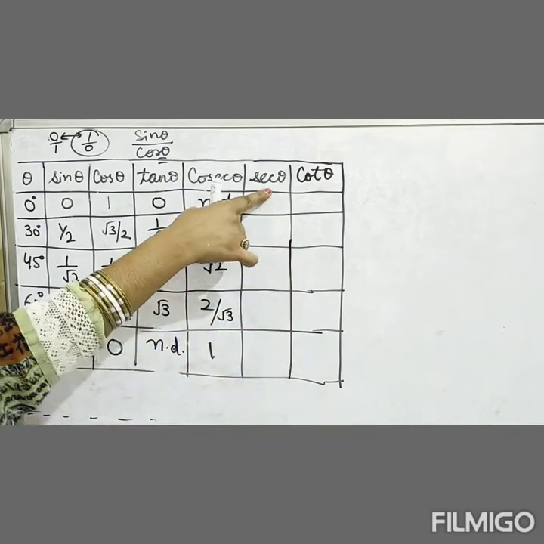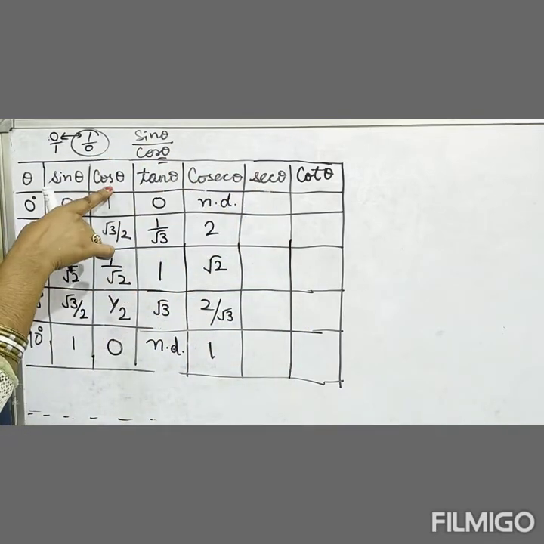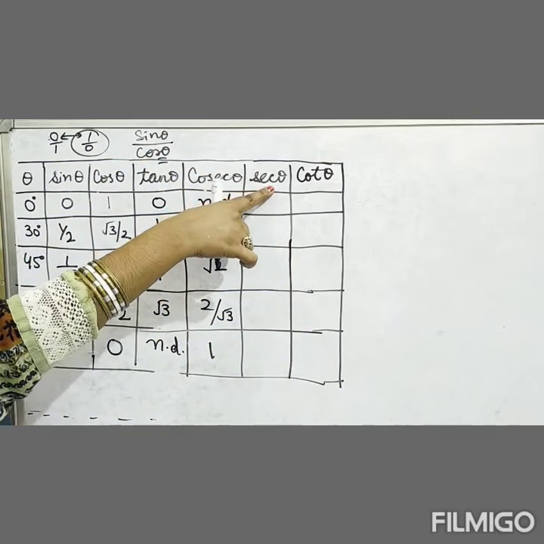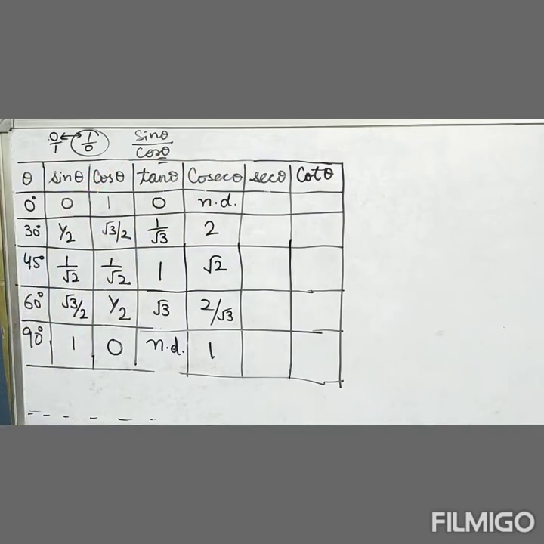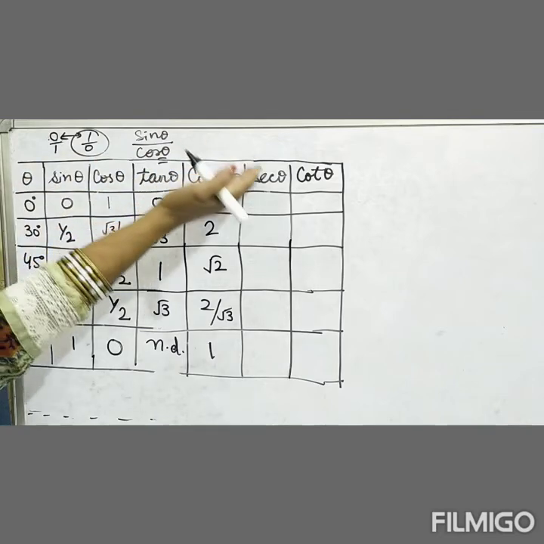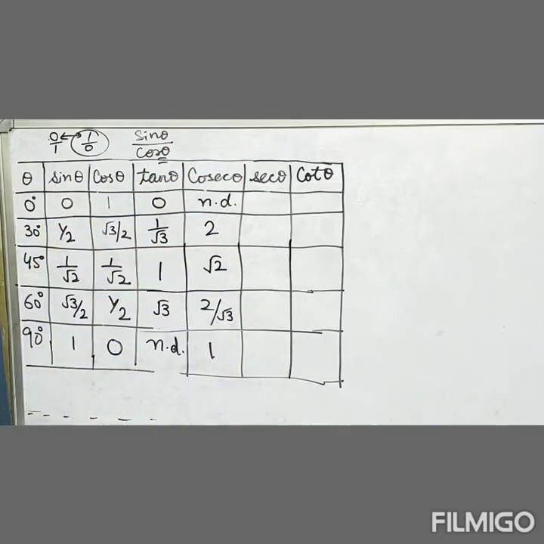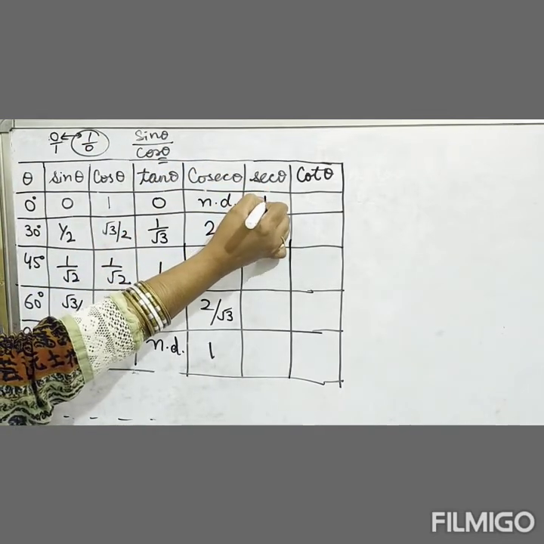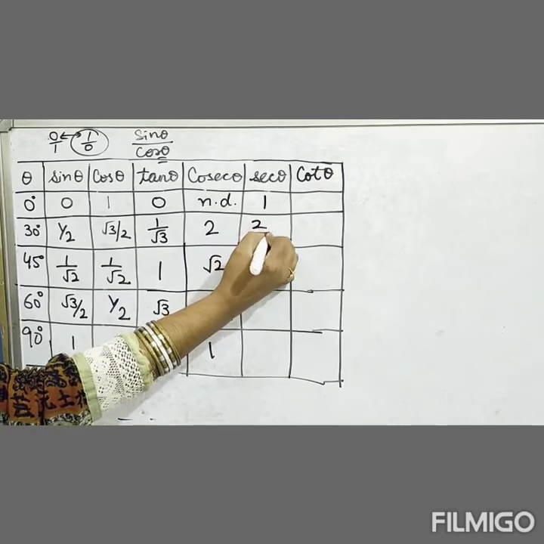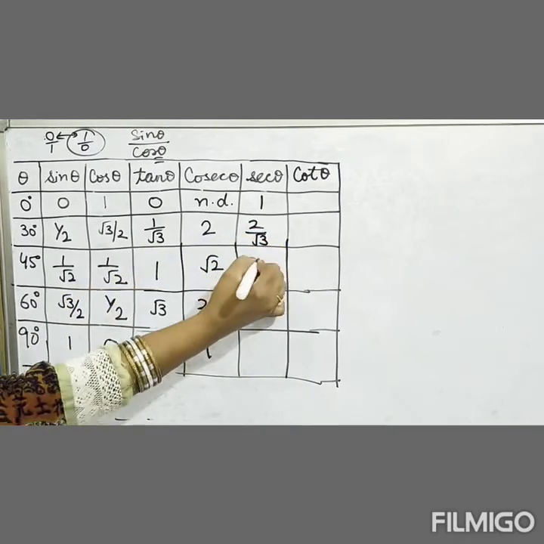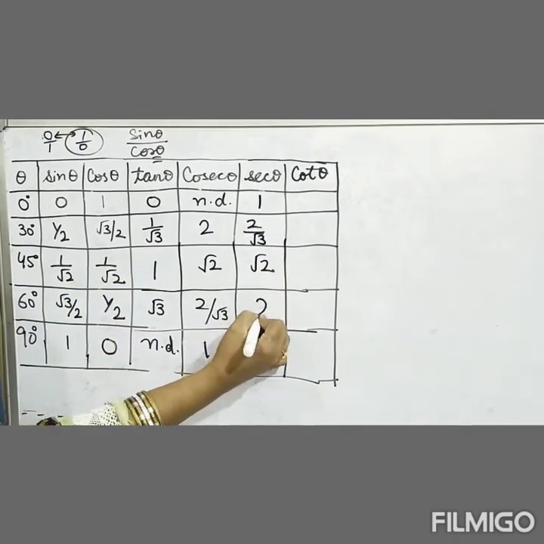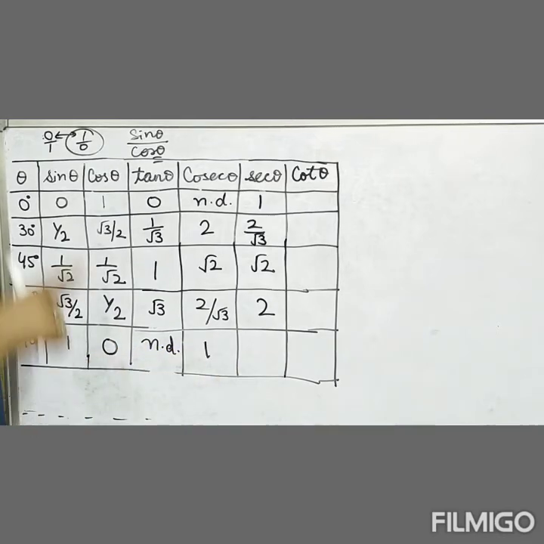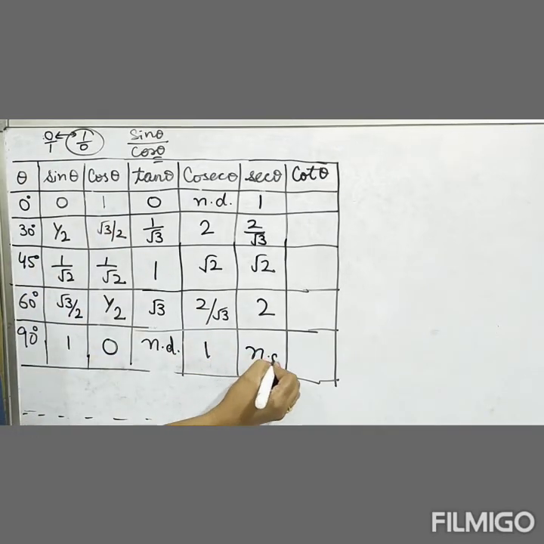Similarly, sec theta is a reciprocal of cos theta. Secant theta is a reciprocal of cosine theta. So if I reciprocate the values of cos theta, I'll definitely get the values for sec theta. So if cos 0 degree is 1, then sec 0 degree should be the reciprocal of this. Again 1. Then 2 by root 3, root 2, 2, and the reciprocal of 0 again not defined.